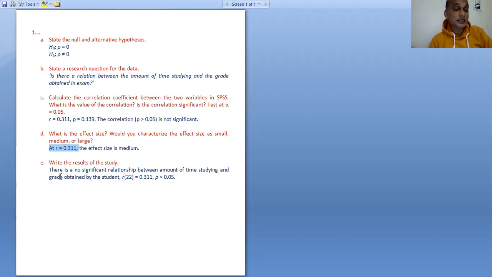Now coming finally to the answer. So we have to write the result of the study. This is how the result is there. So we are saying that there is no significant relationship between amount of time studying and grade obtained by students at N is equal to, we had about 25 students, so we have to make it 23. So we have said there's no significant relationship between the amount of time studying and the grade obtained by students at R is equal to 0.311 and P is greater than 0.05. So that's the solution to this particular case on correlation.